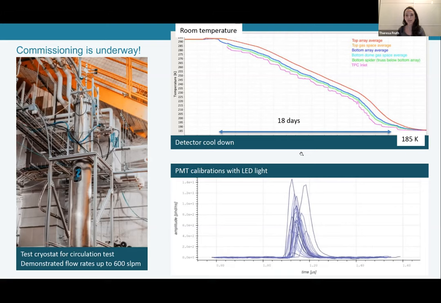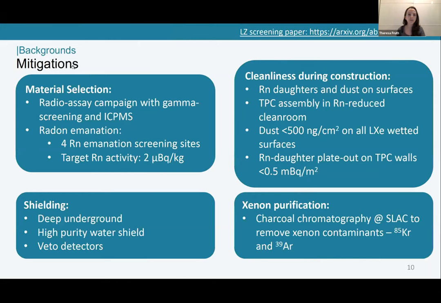I'm going to shift a bit towards physics and what you can expect to see from LZ now. So first of all, of course, as a rare event search, backgrounds and our background expectations is super important. I've already talked a little bit about the shielding by being deep underground, having the veto detectors and the xenon purification. But of course, before designing it, we had a thorough material selection with radioassay campaigns, and the screening paper, which has a lot of detail on those, and many, many tables with the materials, is linked up here.